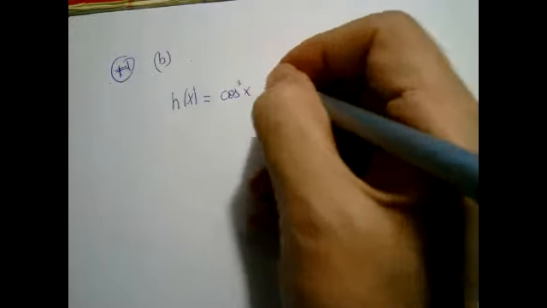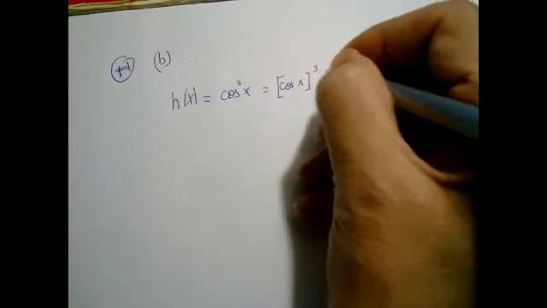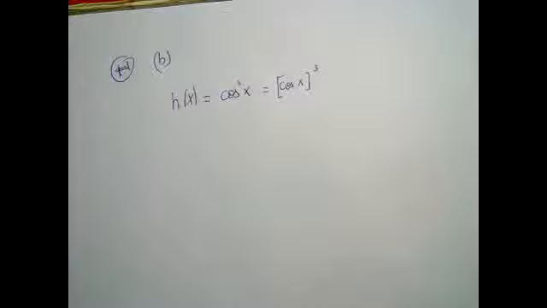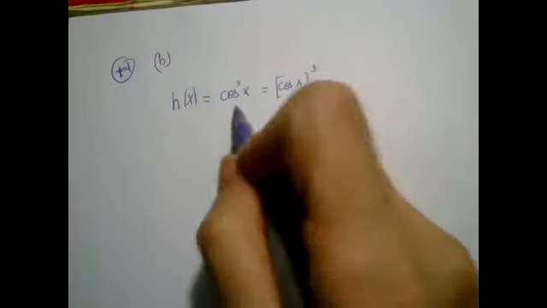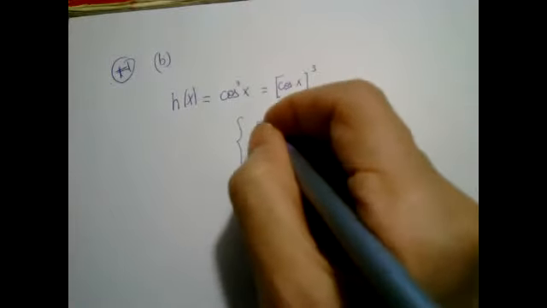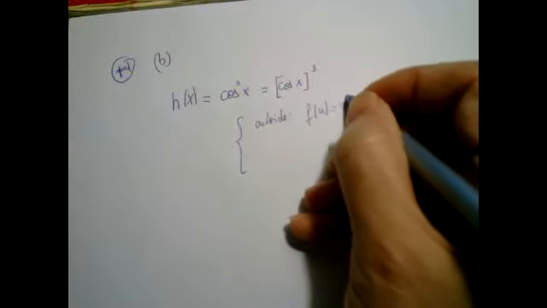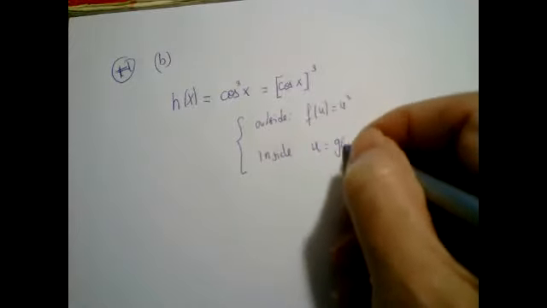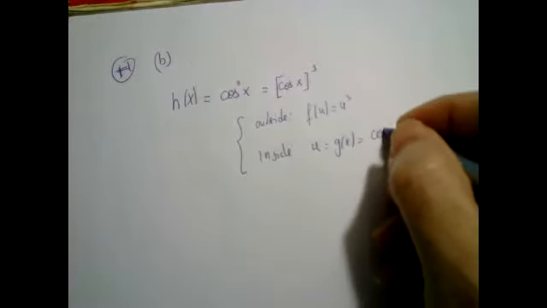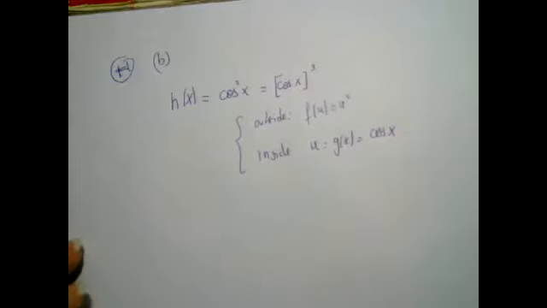What a lot of you didn't pay attention to is to rewrite this as cosine x to the power 3. By rewriting it this way, we can immediately see what is inside and the outside. Without writing it this way, you don't know what your inside and outside are. Once you write it this way, your outside would be f of u equals u to the power 3, and your inside would be u, or g of x, equals the cosine of x.